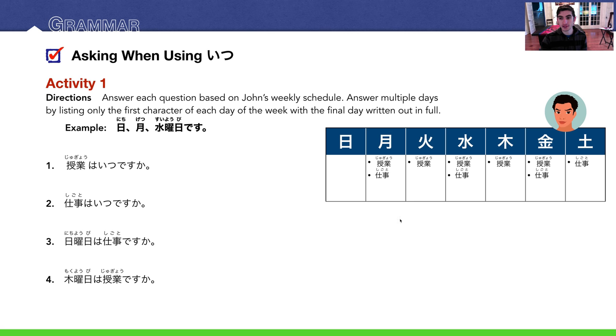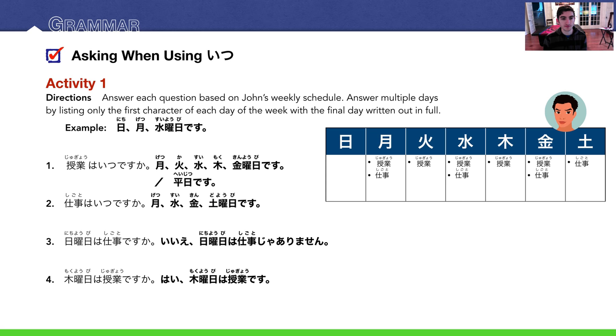It's also fun. 4番, number 4. 木曜日は授業ですか? We look at 木曜日. Yes. And in fact, it's only 授業, only classes. So we can say, はい、木曜日は授業です. And here are the answers for all of that.